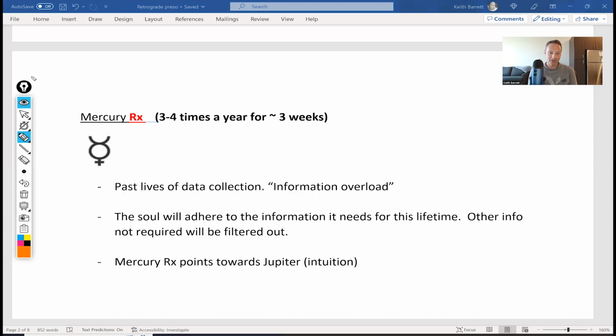And so Mercury retrograde lends to the intuitive part. It's like you've been collecting information from realities in many lifetimes. This time you want the intuition to lead the way, the innate wisdom, the beyond the five senses type of wisdom.